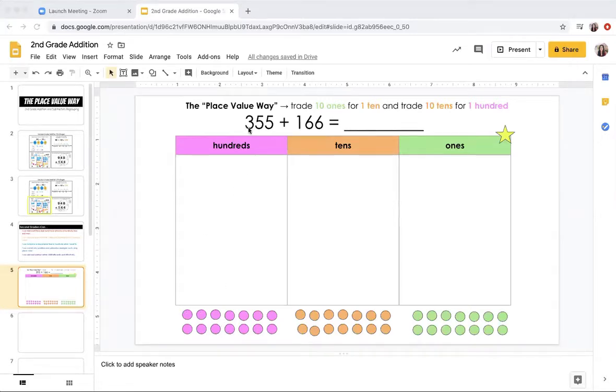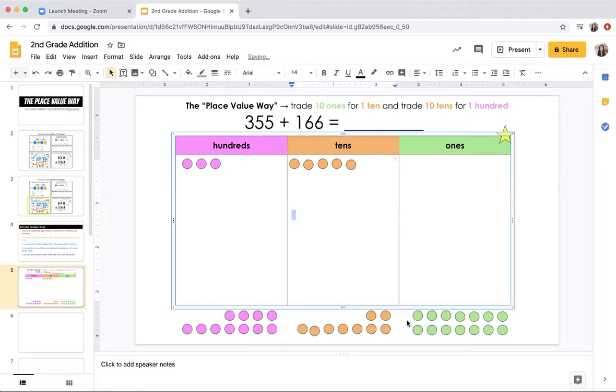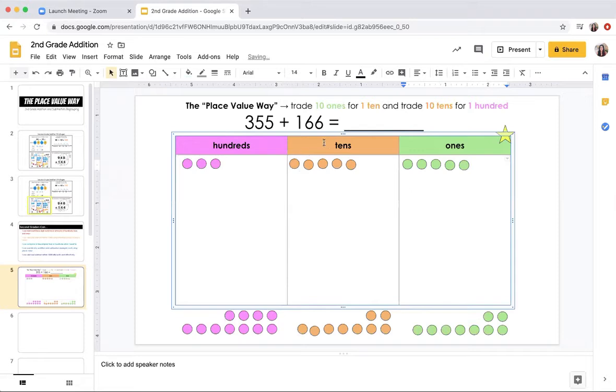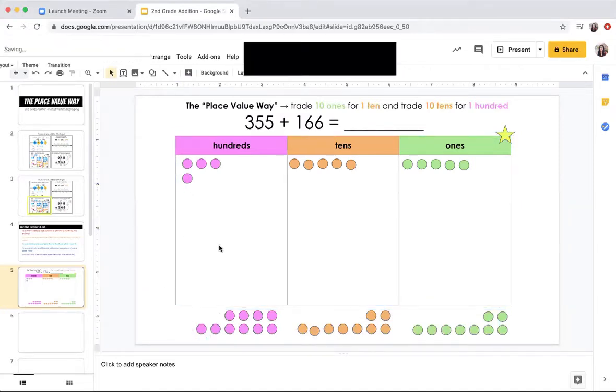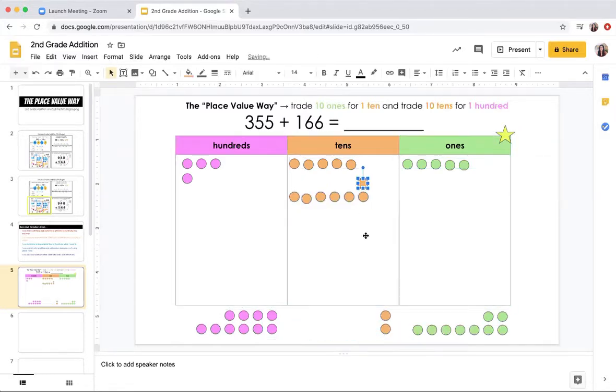So first I need to represent 355. So I need three hundreds. I need five tens. And I need five ones. And we are also going to represent the second number, which is 166, because we're adding them together on our place value chart. So I have 100, six tens. Oh, grabbed one too many there. And six ones.